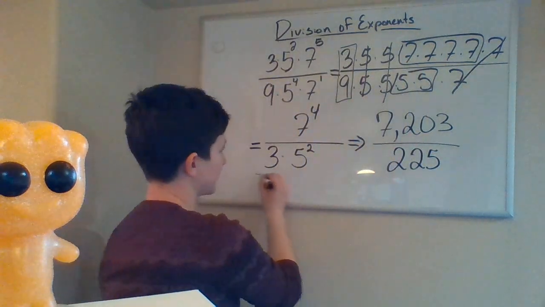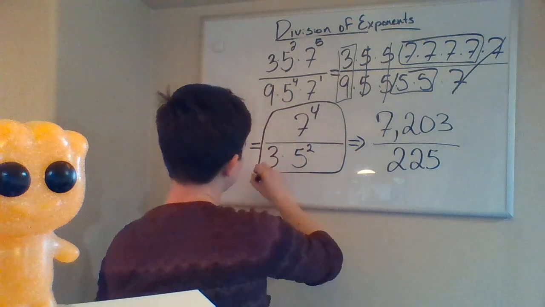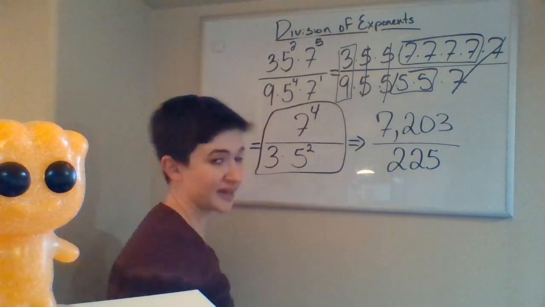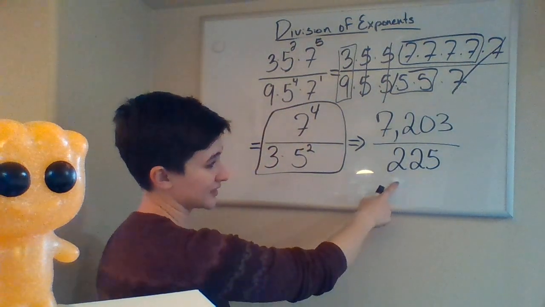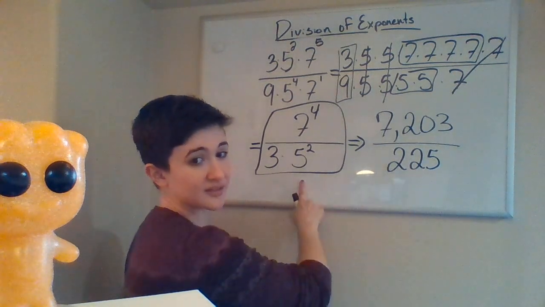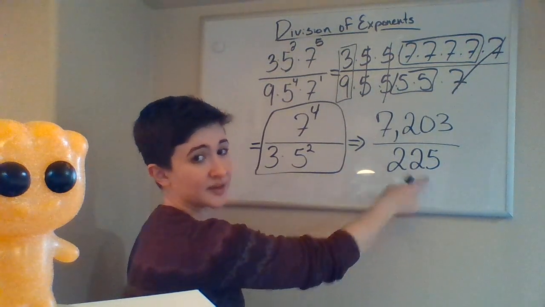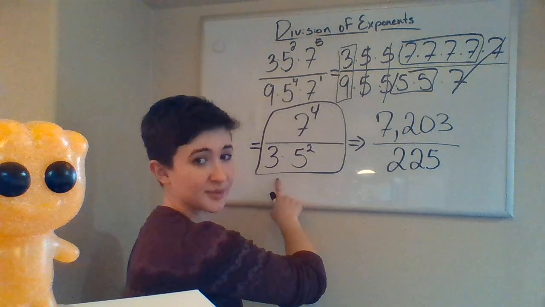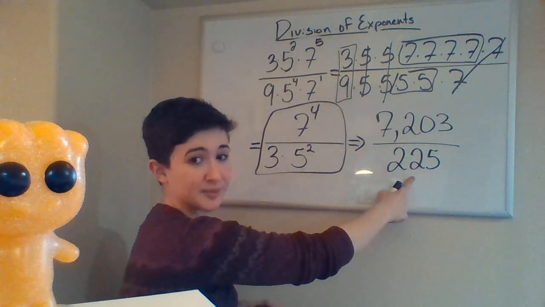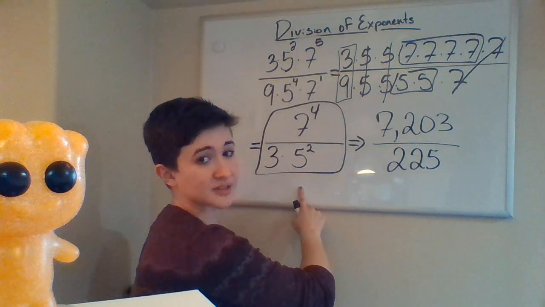However, on quizzes and tests, I'm going to look for this answer more often than I'm going to look for that answer. This is called evaluate, this is simplify. Things to remember: evaluation comes down to a number, simplify stays in exponents.